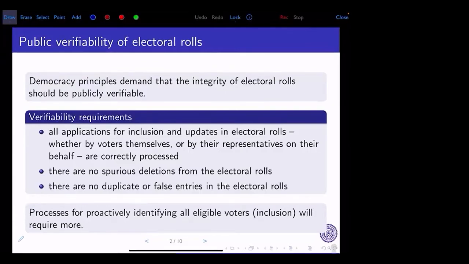But this is not all. This is something that probably technology can address, but technology can't even address the problem of proactively identifying all eligible voters, the inclusion problem, right? So the person on the road, the person who sleeps on the street, the LGBTQ community persons. So this is a social process to get people onto the electoral roll proactively, even if they don't apply. That's a process that computer science probably cannot even address. So we will talk about the middle part, the verifiability requirement.